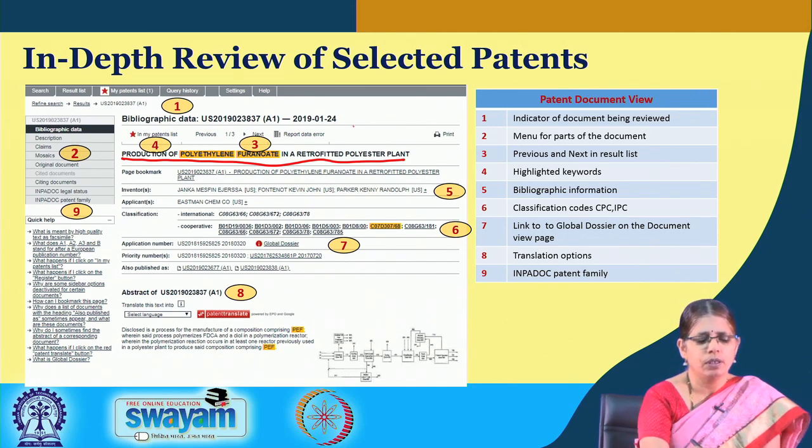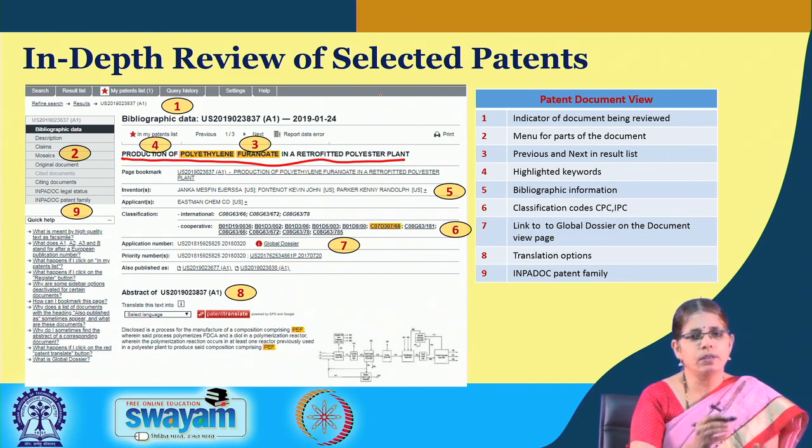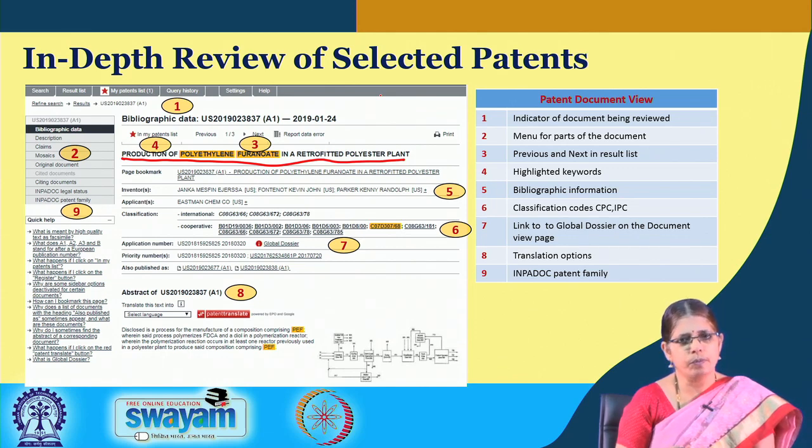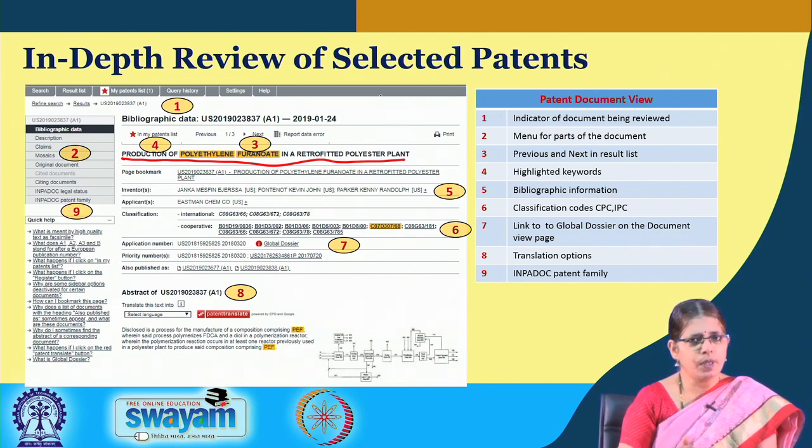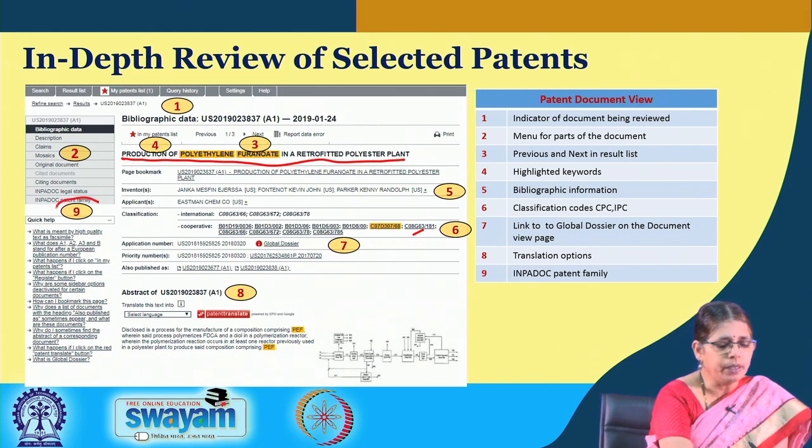You can find out the bibliographic data, you can understand the different parts of the document, links are available. You can click on the next set of results, so you can access from this page to the next page. Keywords are highlighted, bibliographic information is provided in relation to the patents. The entire set of classifications that are relevant for this particular invention are provided in links here.